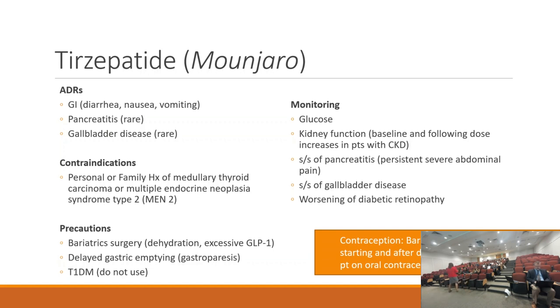This medication comes in 2.5 milligram increments, and the max dose is 15. So I'm going to have you at your seat calculate for me. If you're starting at 2.5 and going up in 2.5 increments to the max of 15, I want you to write down to yourself how many months you think it will take them to get to the max dose if you have to go up every 4 weeks.